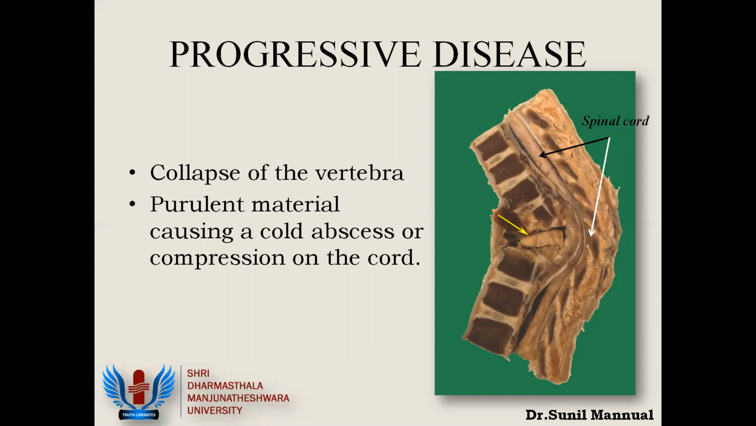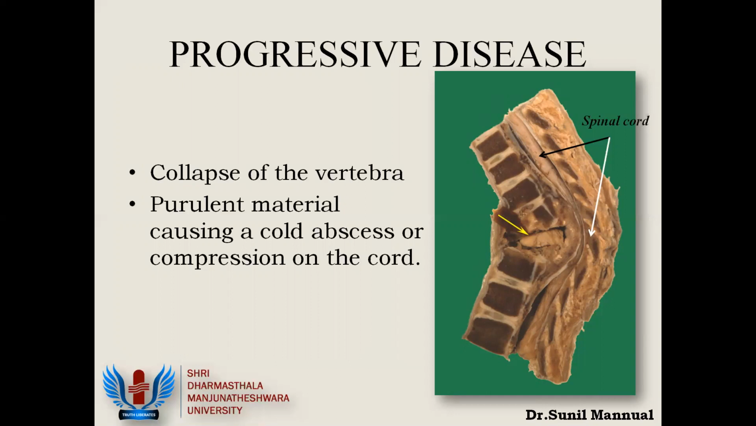This is one way of spinal cord involvement. Another way of spinal cord involvement is there need not be so much of collapse from the tuberculosis, but you can have the purulent material, that is the cold abscess, or you can have the granulation tissue that is coming out from this infection, which can start pressing on the spinal cord. And so you can have involvement of the spinal cord, both because of collapse of the vertebra as well as because of granulation tissue that is pressing on the spinal cord. So this is how the disease progresses.